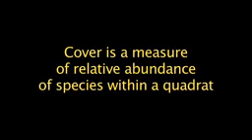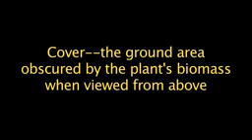Cover is one of several measures that can be used to estimate the relative abundance of plants. Various ecologists have used different definitions of cover. We will define cover as that area of ground obscured by the plant's biomass when viewed from above. Cover is typically measured as a percentage of the total quadrat area. Cover does not very well account for differences in height or overall biomass of plants, but nonetheless can be a useful relative measure of abundance.